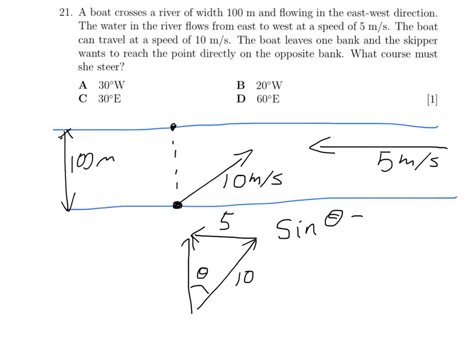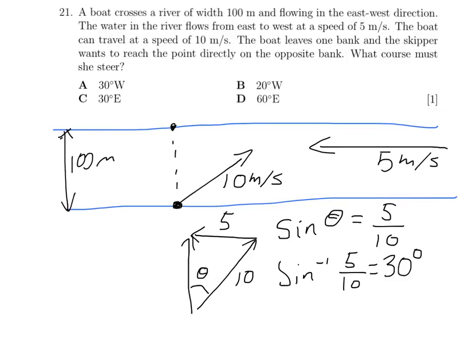So we need to find the sine of the angle, because we've got the opposite and the hypotenuse, so we need to do the opposite divided by the hypotenuse. That's 5 divided by 10, and 5 divided by 10 is a half. We should know that the inverse sine of a half is 30 degrees.